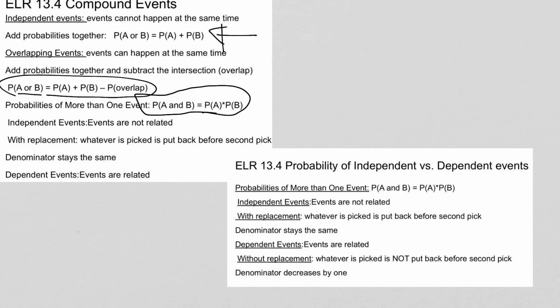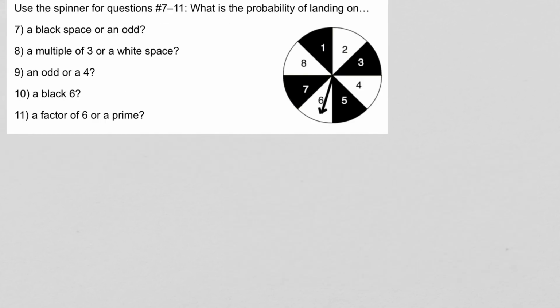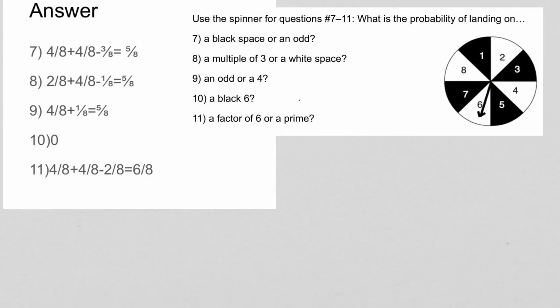Okay, so let's take a look at some questions. Here's a spinner. Let's see if you could answer these 5 questions on the left. You could pause the video and come back to see if you have the right answer. Okay, so here are the answers on the left for number 7, 8, 9, 10, and 11 there. There were some overlapping things for 7 and 8 and 11. So hopefully you got those 5 right.